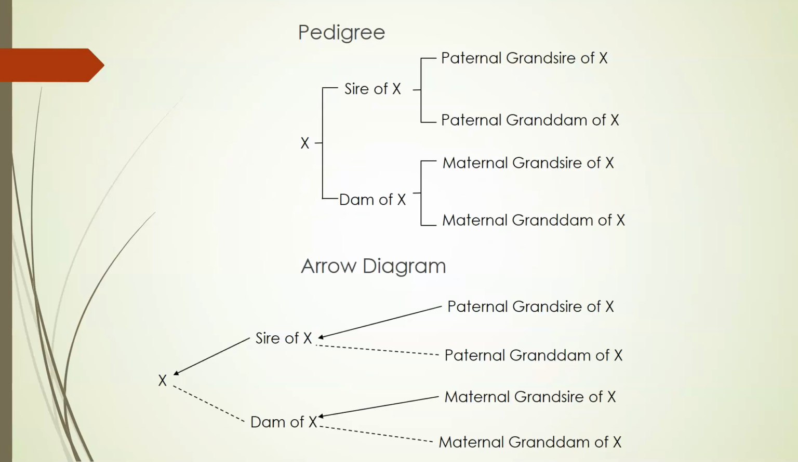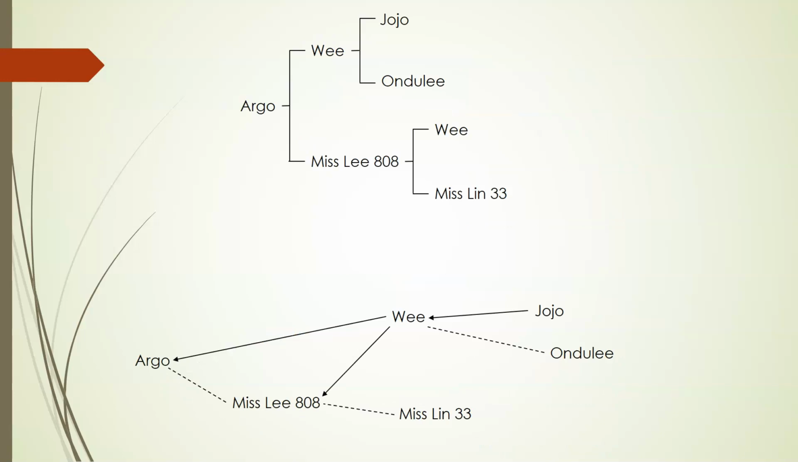So here's an example of a pedigree. On the top, this is what we normally see, right? You have animal X, the sire on the top side, the dam on the bottom side, and then the paternal grandsire, maternal grandsire, etc. In the arrow diagram, it looks pretty much the same in this example. We have X, but as you see here, our sire always has the solid line, while the dam always has the dotted line. So, pretty simple arrow diagram.